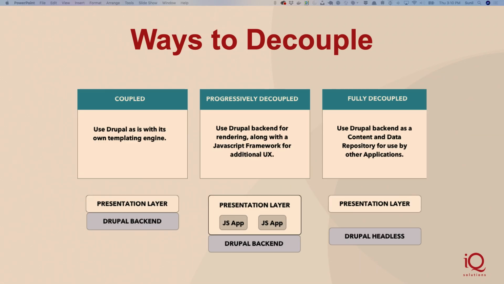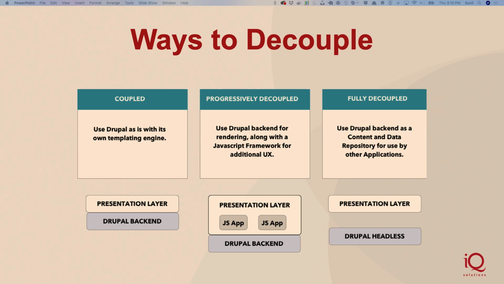I'm going to throw out a couple of terms, because as you get into the whole decoupling space, you're going to keep hearing about these things. I don't know if they matter too much, but it's good to have an understanding of what is what. Coupled, of course, we know is everything: the presentation layer and the Drupal backend are all connected. You're using Drupal with its own templating engine.